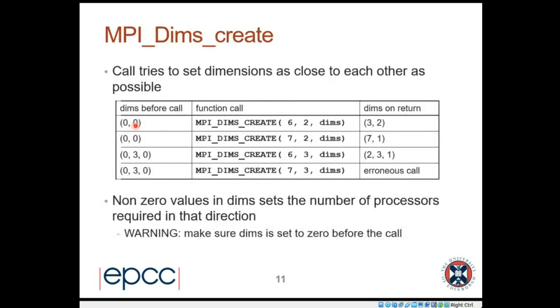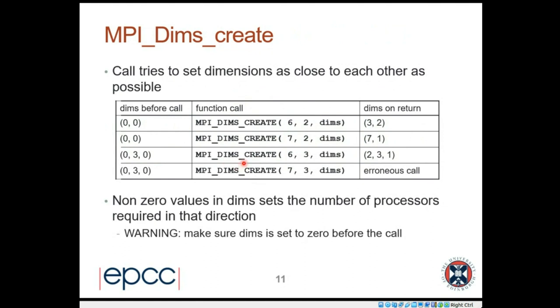So if before the call dims is 0, 0, and you do MPI dims create of 6, 2 dims, I've got 6 processes on a two-dimensional grid, it'll probably give you back something like 3, 2. If you say you can do what you like. I've got seven processes. I want a two-dimensional grid, but there's only two answers because seven is prime, 7, 1, or 1, 7. You might say I've got six processes, I want a 3D grid, and the middle dimension has to be 3. Well, there's only two answers, 2, 3, 1, or 1, 3, 2.